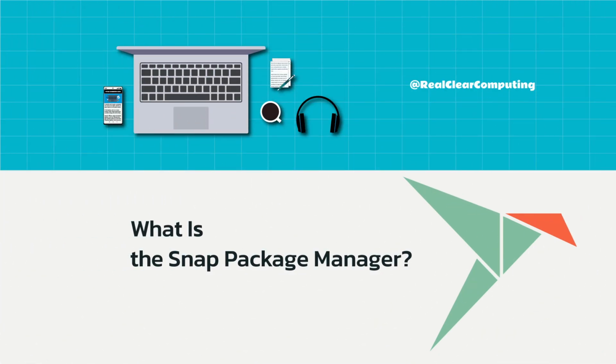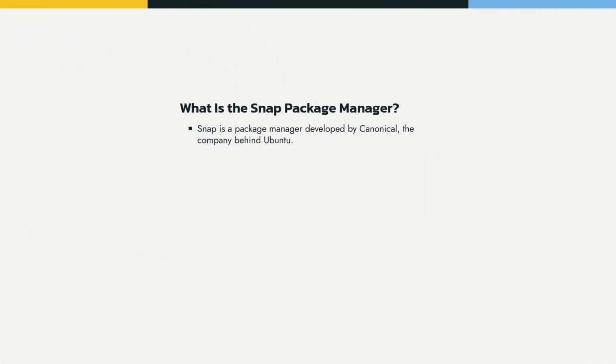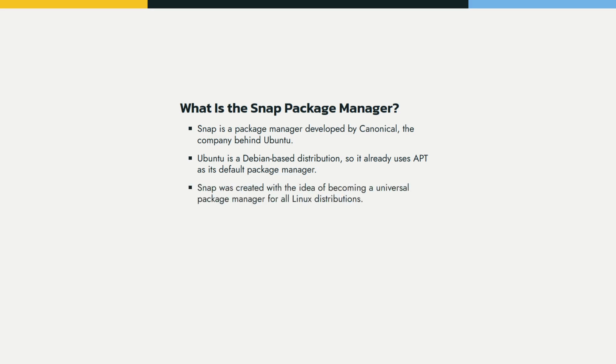If you don't know what Snap is, it's a package manager developed by Canonical, the company behind Ubuntu. Since Ubuntu is a Debian-based distribution, it already uses apt as its default package manager. The idea behind Snap was to create a universal package manager that works across all Linux distributions. But it hasn't been widely adopted by other distros. That said, it doesn't really matter, because Ubuntu uses it by default. And if you're using Ubuntu, it's important to be familiar with how Snap works.